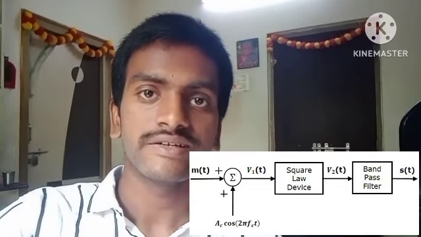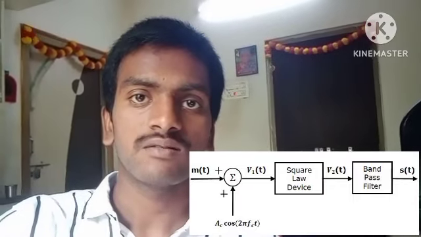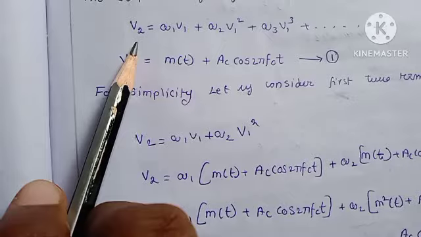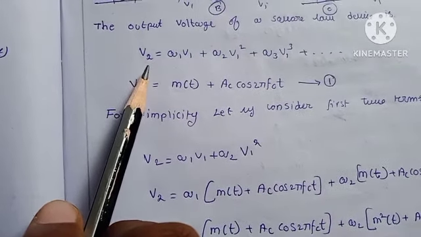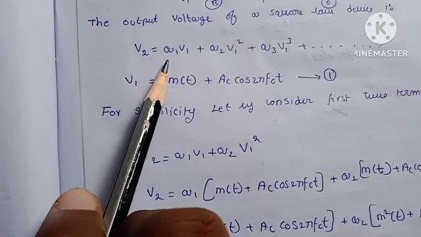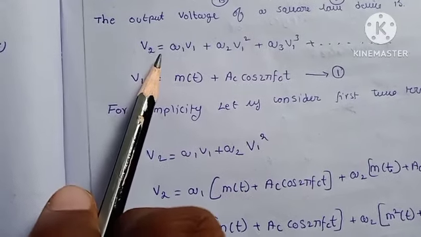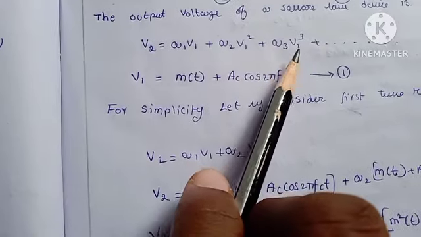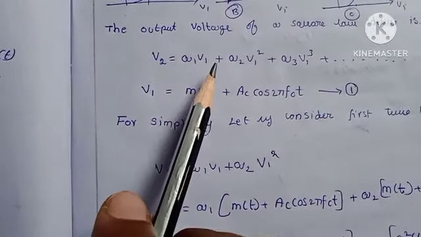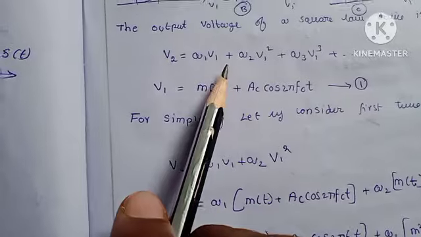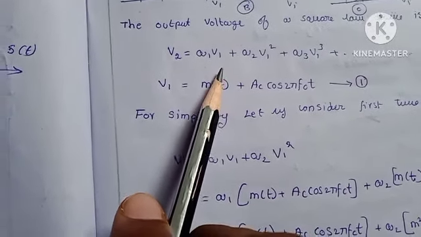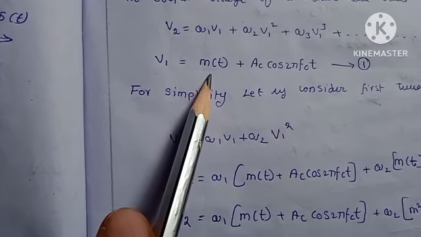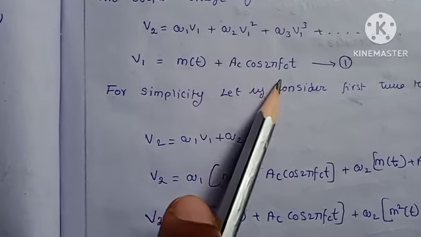Now let us see the derivation part of square law modulator. This is the output of the square law device, represented as V2, which is equal to A1 V1 plus A2 V1 square plus A3 V1 cube and so on, where V1 is obtained after combining the message signal and carrier signal, as shown: m of t plus Ac cos 2 pi fc t.